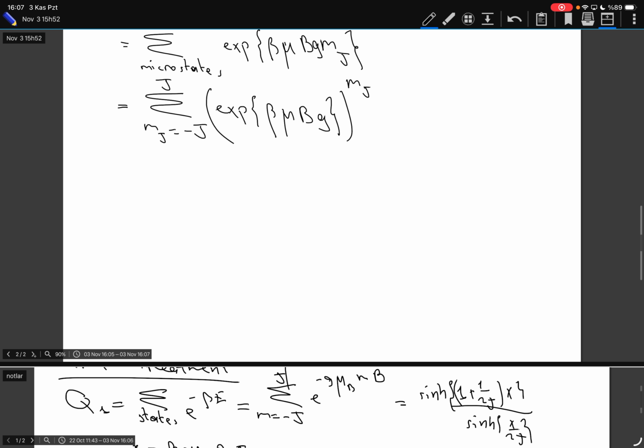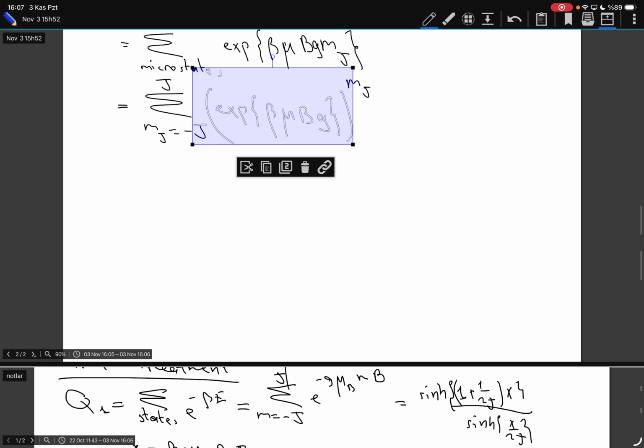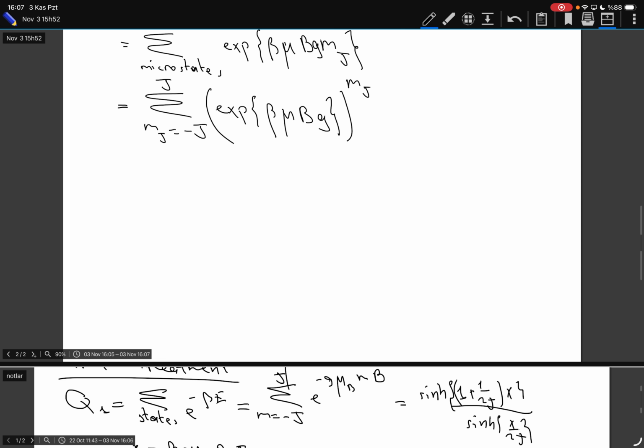Okay, what is this sum? How do we calculate this sum? This factor over here is independent of m_j, sorry, I'm summing over m_j. It is basically the sum of m from a to b of x to the power m.